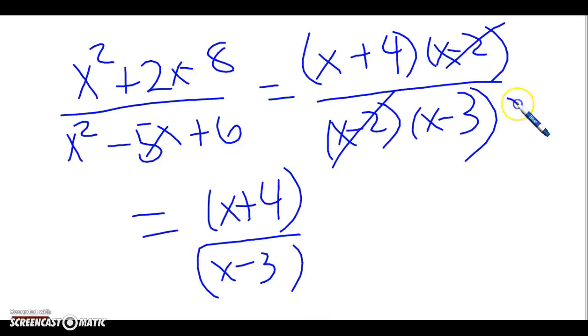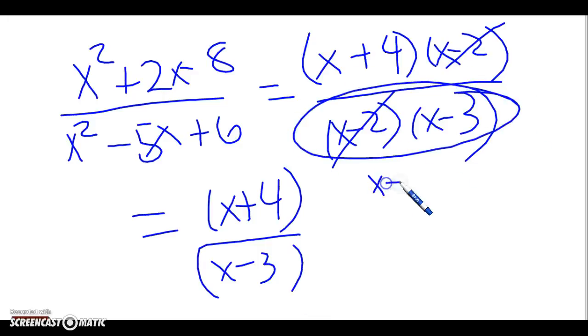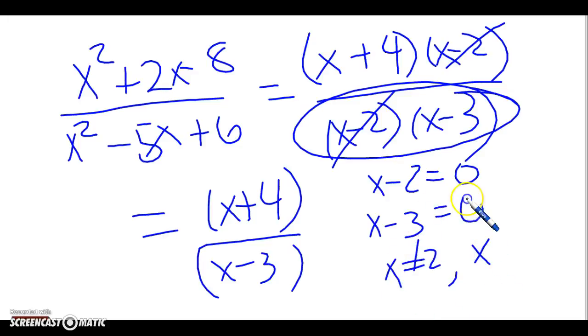To state the restrictions, I need to look at this denominator, and I say x minus 2 equals 0 and x minus 3 equals 0. So x cannot equal 2 and x cannot equal 3.